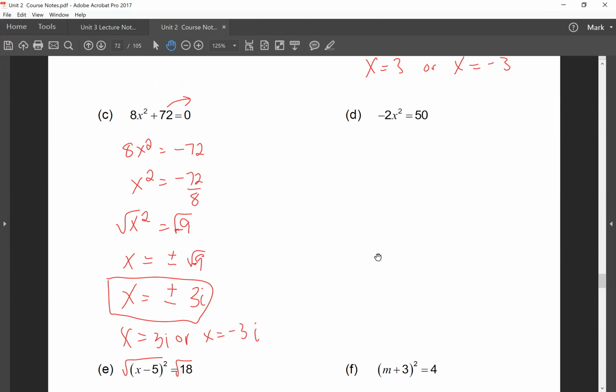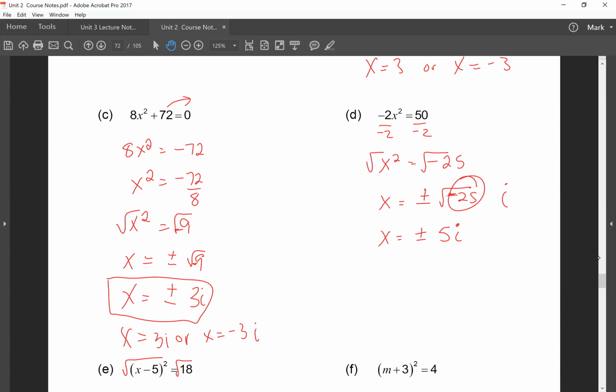Okay, so first thing I do with F is I divide both sides by -2. I'm trying to get rid of the -2, so I would get x squared is equal to -25. Now, I'm going to take the square root of both sides. Let me do this step by step. x is equal to plus or minus the square root of negative 25. And because this is negative, I'm going to put my i in there. So x will equal plus or minus 5i.